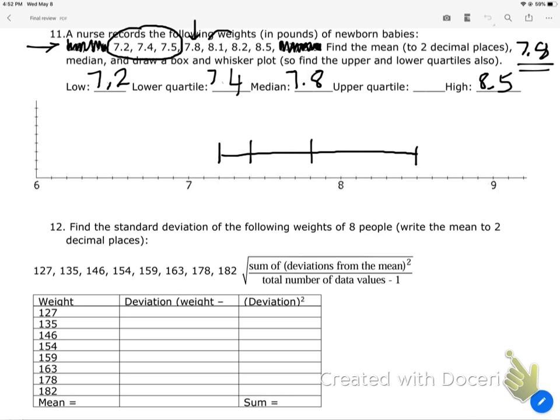Right, here we go. Here's my upper 3 numbers. What's the median of the upper 3, the upper quartile? That's 8.2, right there in the middle of those 3. So 8.2. So where's 8.2? 8.1, about there, okay? Then I just join those together, and that's it. All you need to do, draw the whisker and box plot. There you go, folks. That's it.